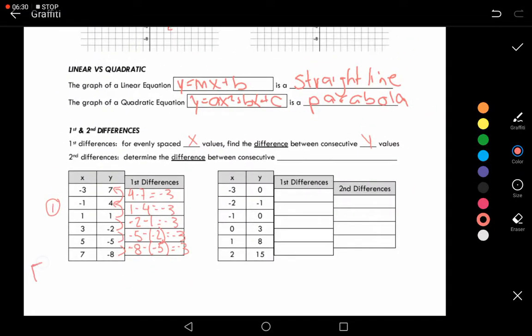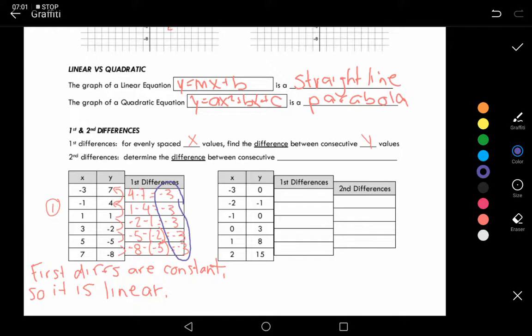Okay, so what we would write is first diffs are constant, which is the same as the same. Okay, so first differences are constant, so the relationship is linear. So anytime those first differences, when we find them, end up being all the same number, which we can see these are all the same number, right? That means that we have a linear relationship. Okay, so that's how we find the first differences.